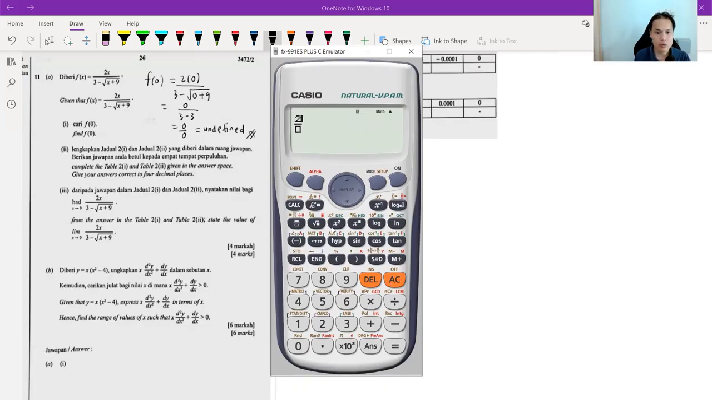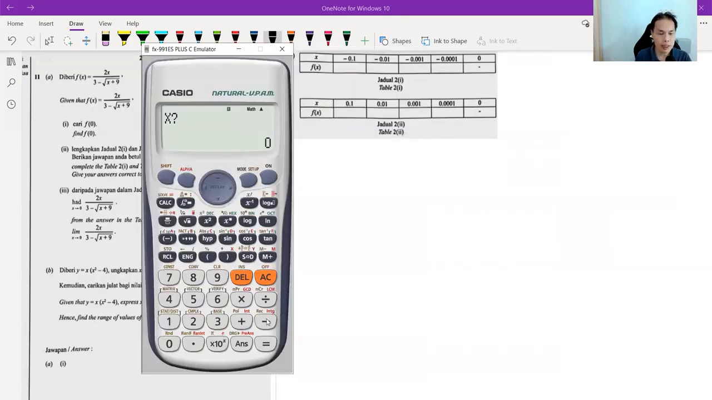Type in 2 alpha x divide by 3 minus square root alpha x plus 9. X is this, alpha x, and then you plus 9. Okay, so we're going to use the calculate button. Press calculate, pick a number. The first number we're going to add in is negative 0.1. Negative 0.1, you press equals.